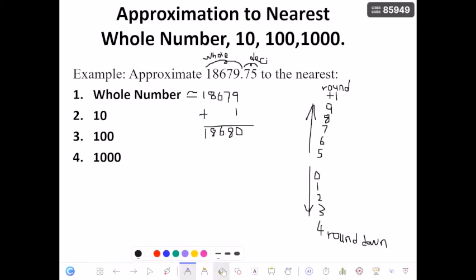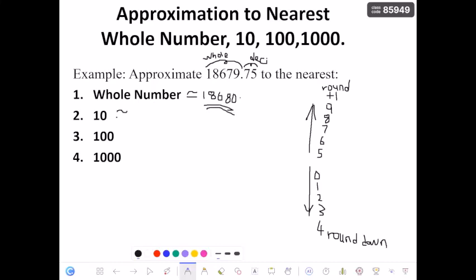So your answer to this, let me erase this. After you have added it, your answer will now become 18,680. Change this one to 8. Let me erase it and write it well. So this one will become 8. So this is your answer to question number 1. So take note of that.